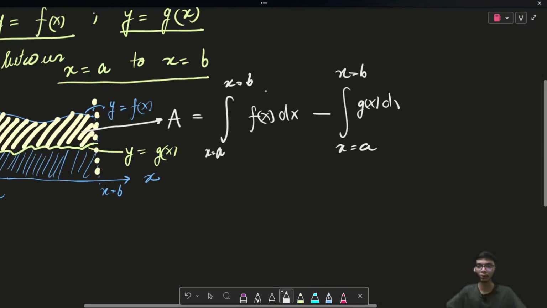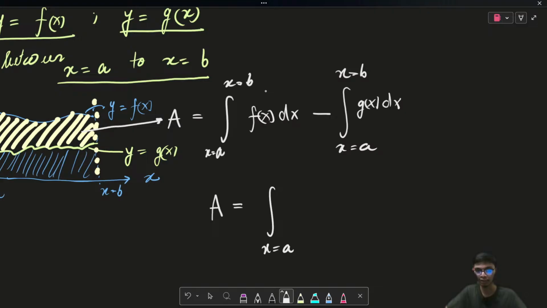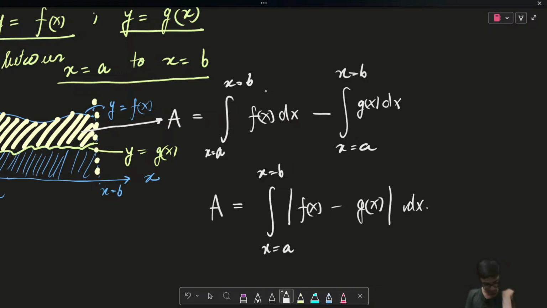Okay, this is something that I'm going to do over here, right? And we can combine this, and I can write the effective area as going from x equals a to x equals b for the function f of x minus g of x, and we'll put a mod of it, right? Now why am I putting a mod of it? Because to ensure that whatever part I'm calculating is the positive one, right? Because I am more concerned about calculating the magnitude of the area, right?